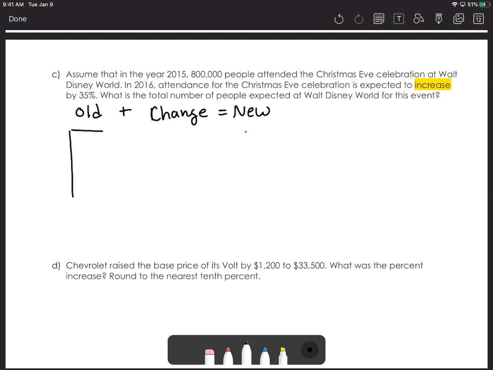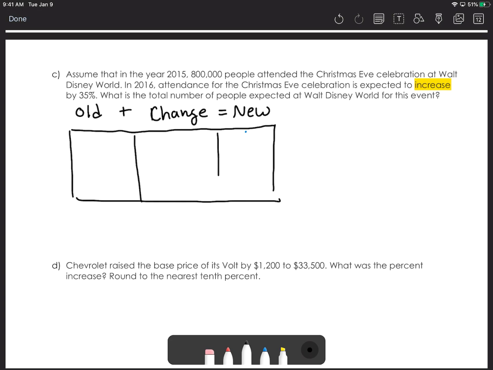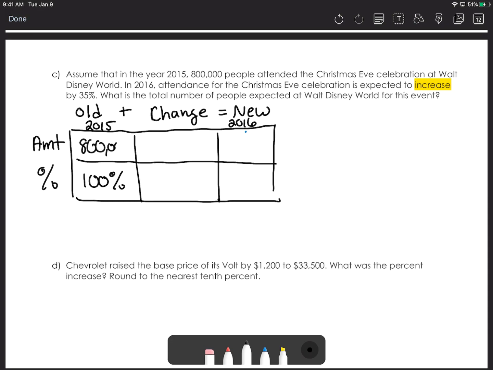I'm going to make my chart. So the first row will be the amount. The second row will represent the percent. The old value is always the base out of 100%. Now it says in 2015, the number of people is 800,000. So I'm going to label this here. I like labeling things because it helps minimize confusion. So this will be 800,000.